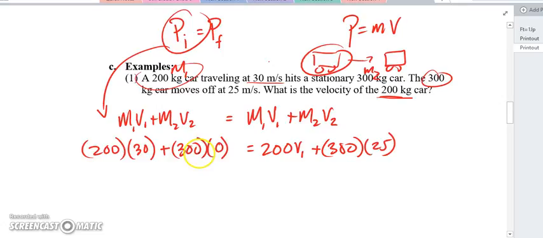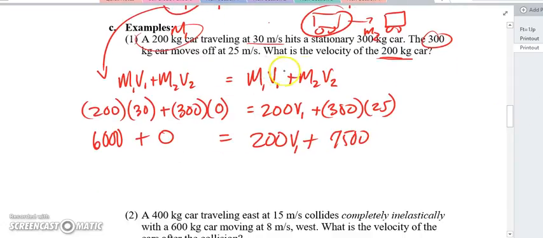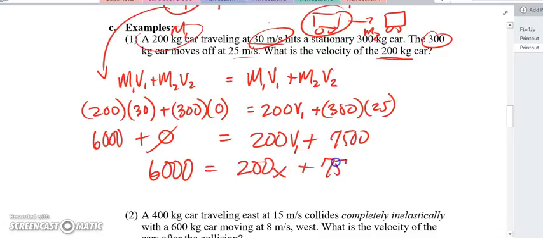If I simplify this out, I get 6,000 plus 0 equals 200 V final, the V final of the first object, plus 7,500. So just be careful algebraically here. These are vectors, so the problem doesn't give any sort of direction. It just implies stationary, and one object is moving to the right, we assume. So just be careful with your signs here. We end up with 6,000 equals 200 X plus 7,500. Now I subtract 7,500 from both sides.